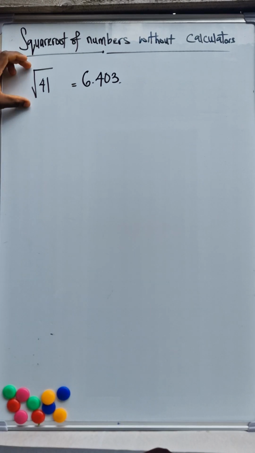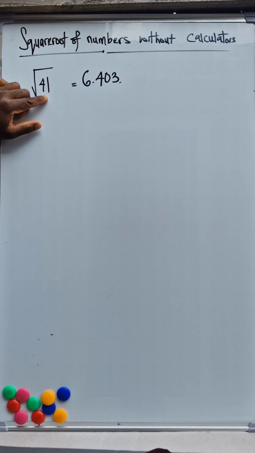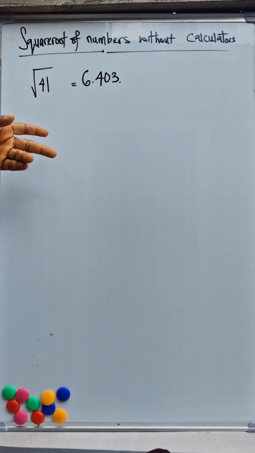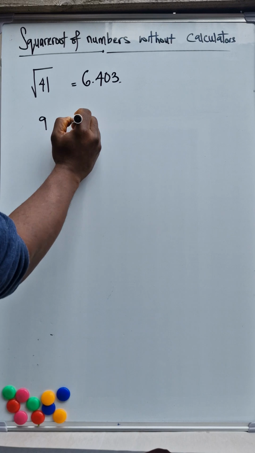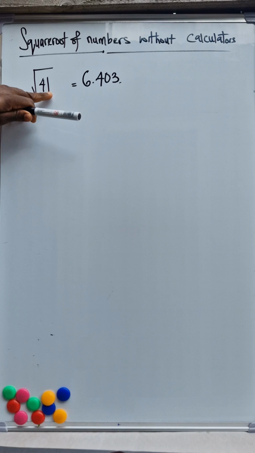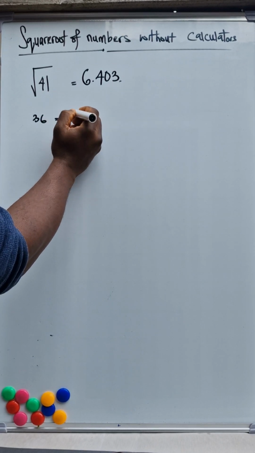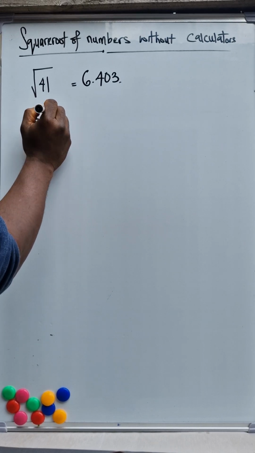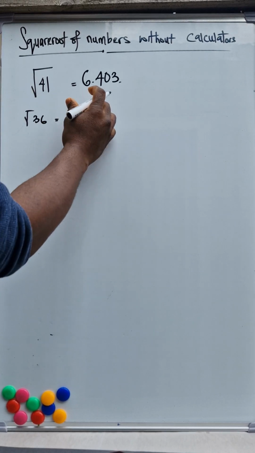Alright, so to find the square root of 41, we are going to look at the closest perfect square to 41. What is a perfect square? A perfect square is simply a number that when you multiply two identical numbers, you get them. Example, 9. 9 is a perfect square because 3 times 3 is 9. Alright, so the closest perfect square to 41 is 36. Square root of 36 is 6. Because 6 times 6 will give me 36.